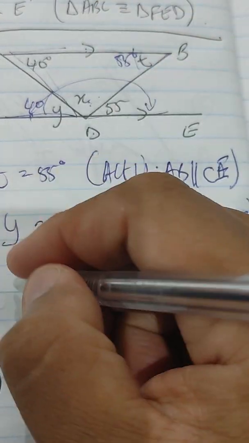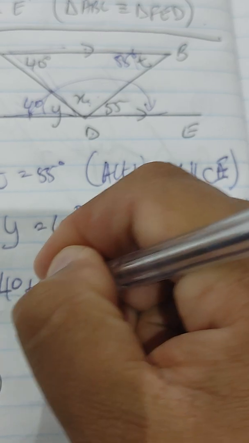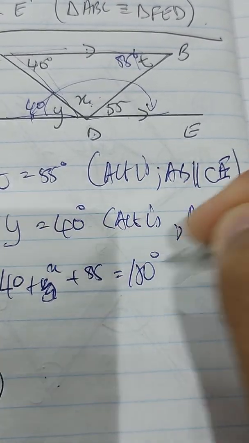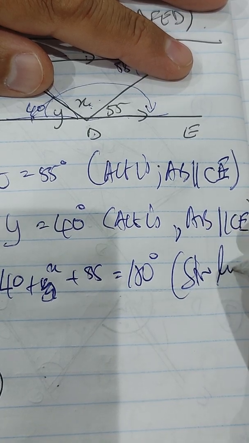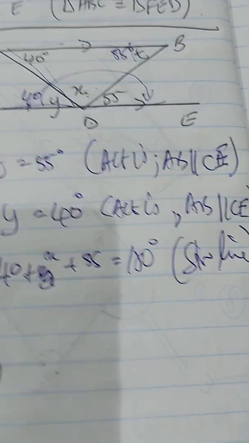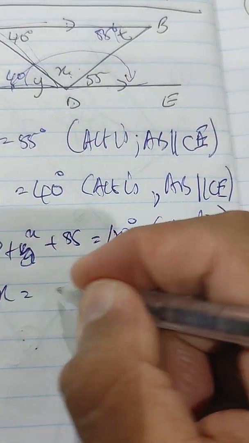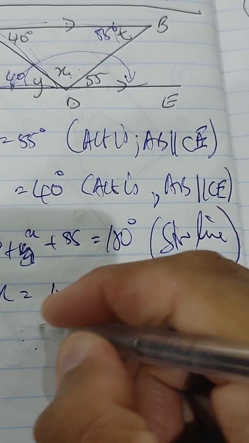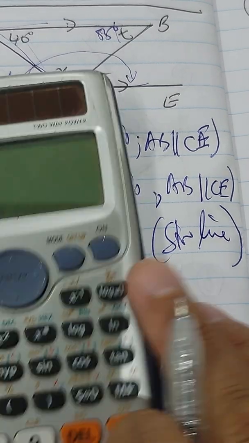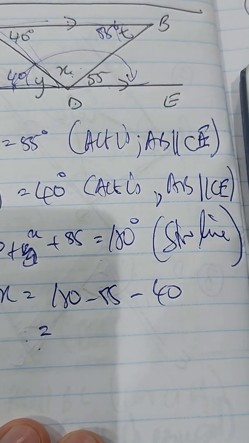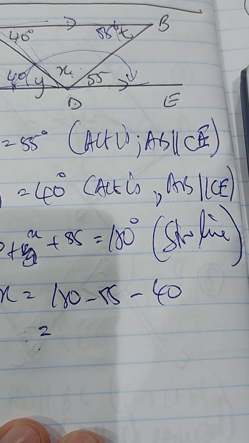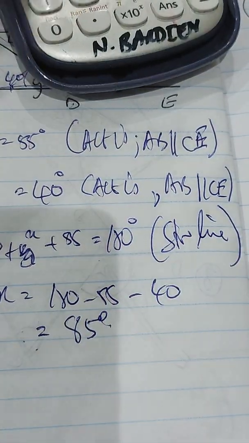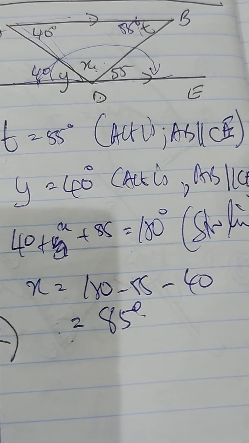Now we're going to go with the angles in a straight line. So 40 degrees plus x plus 55 equals 180. Either straight line or sum of angles in a triangle. So you go straight line, so x is equal to 180 minus 55, which is 125, minus 40, which is 85. Just check. 180 minus 55 minus 40 is 85. Okay. That's a nice one there.